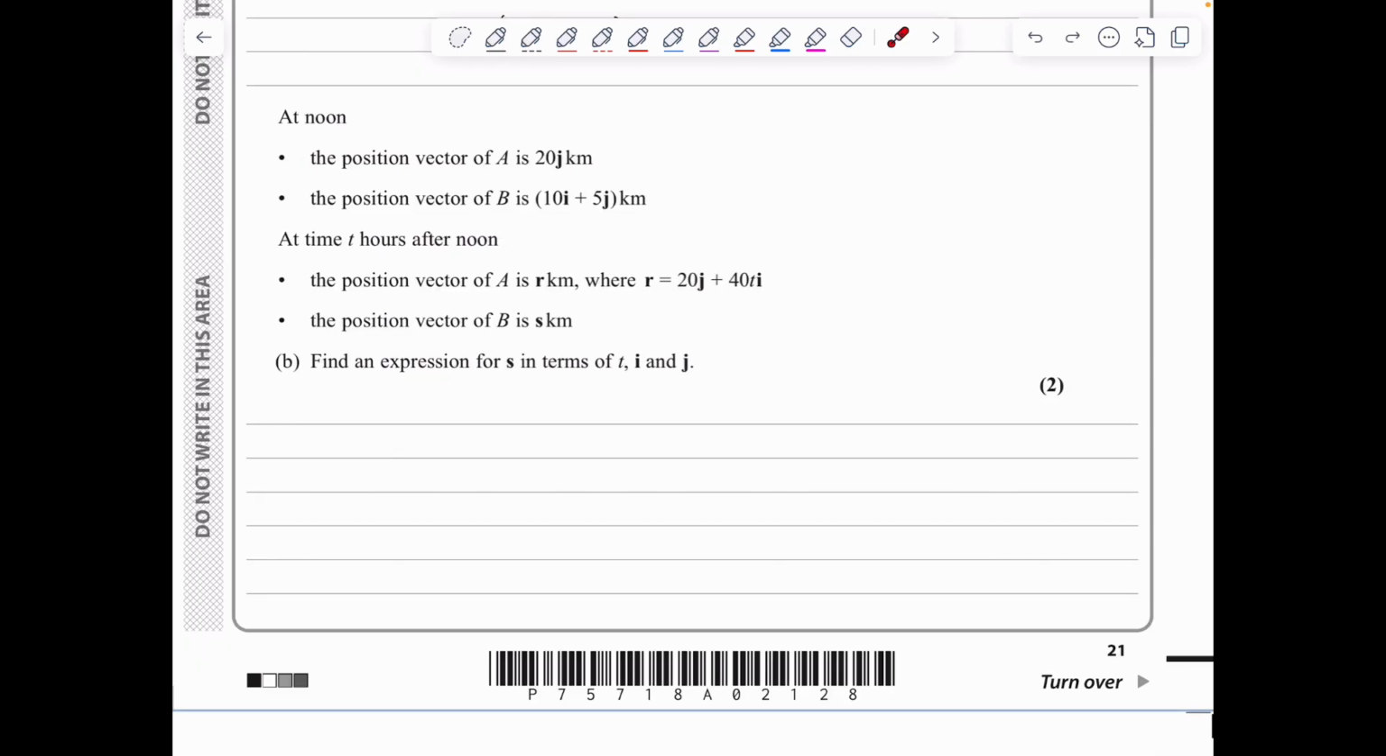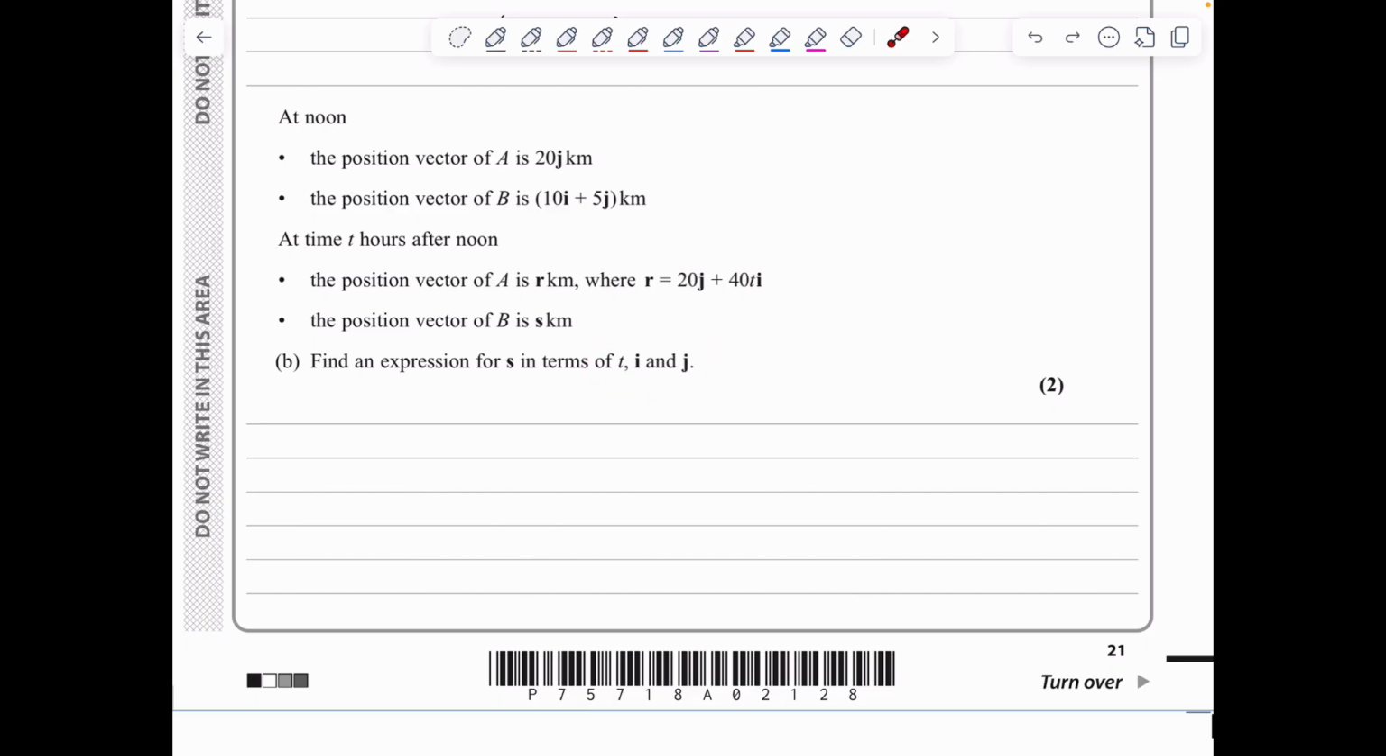Now at noon, the position vector of A is 20j kilometers and the position vector of B is 10i plus 5j kilometers, and then t hours after noon, the position vector of A is r kilometers, where r is 20j plus 40t i, and the position vector of B is s kilometers, and we need to find an expression for s in terms of t, i, and j.